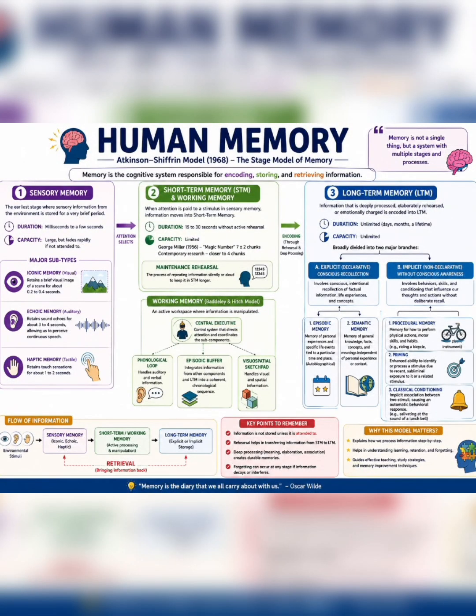Information is lost unless it is attended to. Rehearsal keeps transferring information from short-term memory to long-term memory. Deep processing, like attaching meaning, elaboration, and association, creates durable, unshakable memories. Forgetting can happen at any stage if the information decays or faces interference.